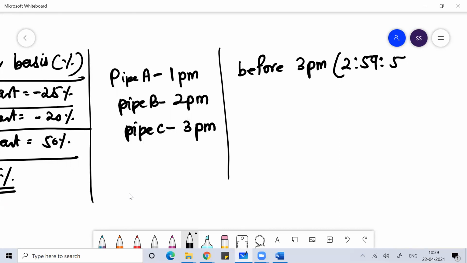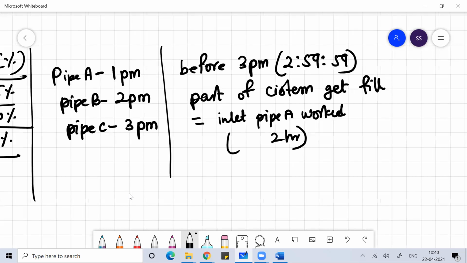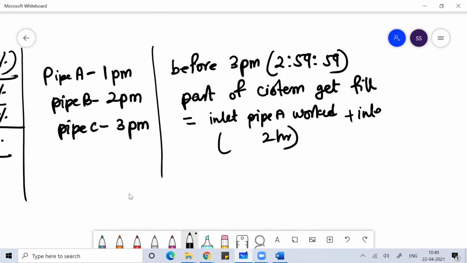Let's see what part of the cistern gets filled. You can understand this. How much of the cistern would have filled? Inlet pipe A has worked till then for 2 hours, because it was opened at 1 p.m., and inlet pipe B has been opened for 1 hour till now.